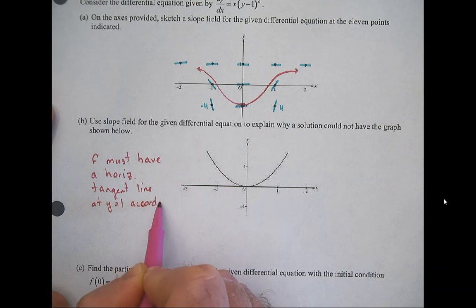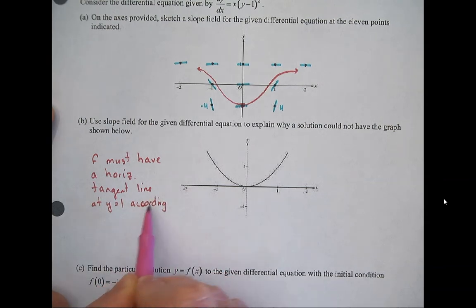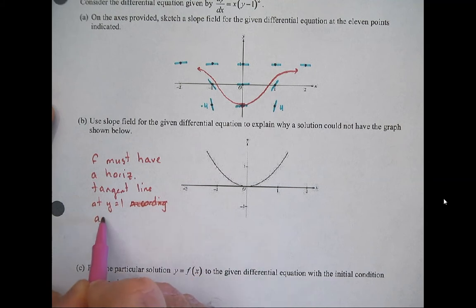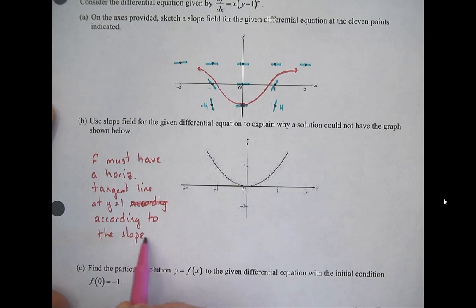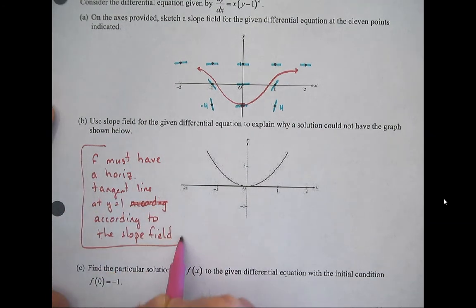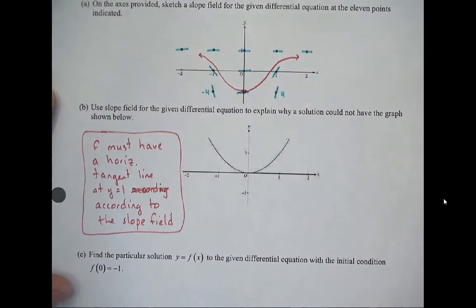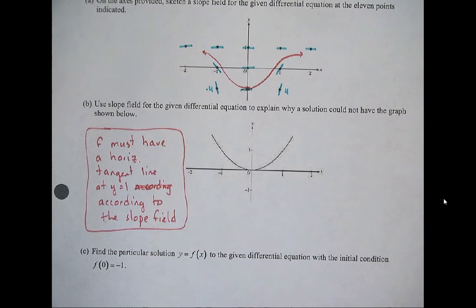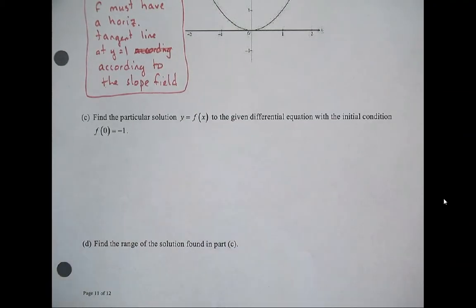According, oh boy, I'll just cross that out and start over. According to the slope field, your function has to have a horizontal tangent line at y equals 1, and this clearly does not have that.